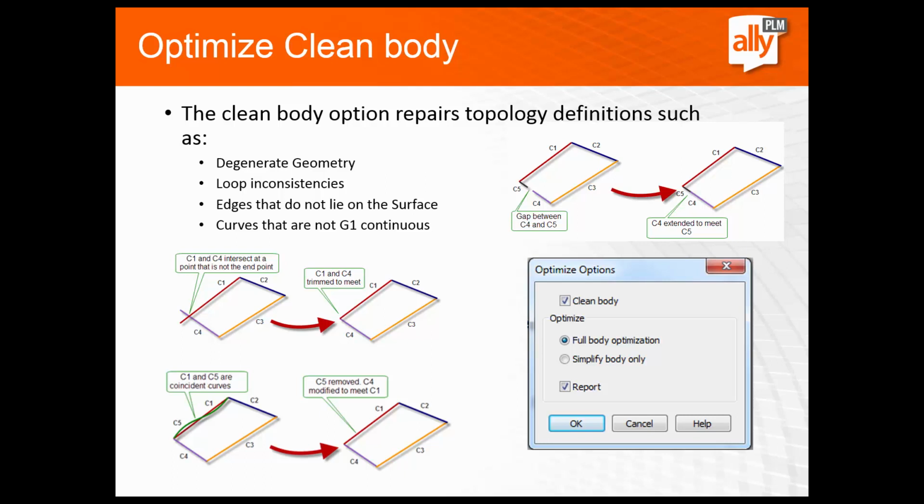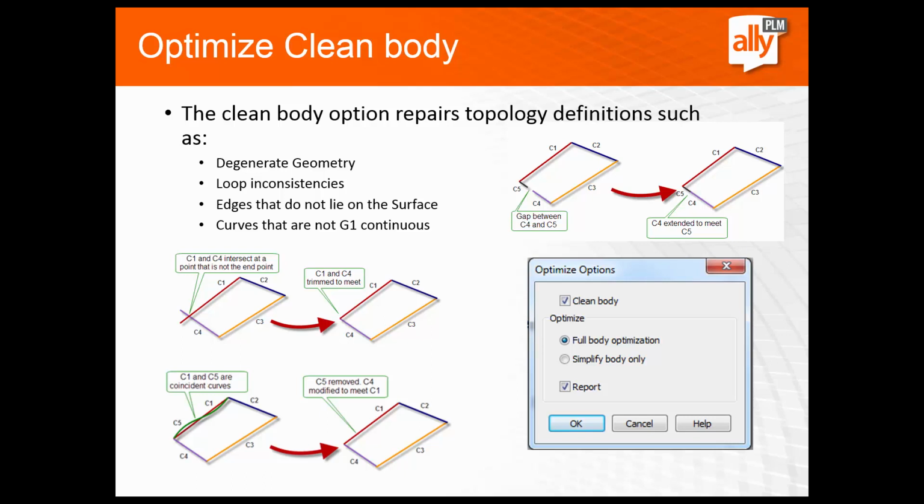Inside the optimize options, there's a couple options we can turn on and off. The clean body option is going to repair topology definitions such as degenerate geometry, any loop inconsistencies, and edges that don't lie on the surface.